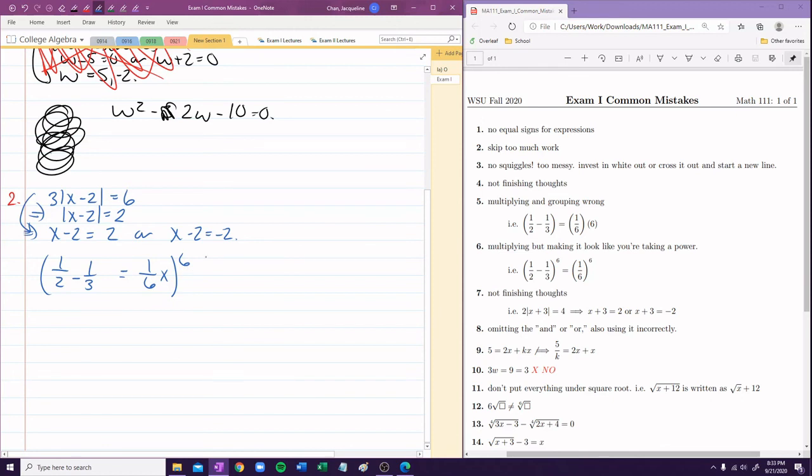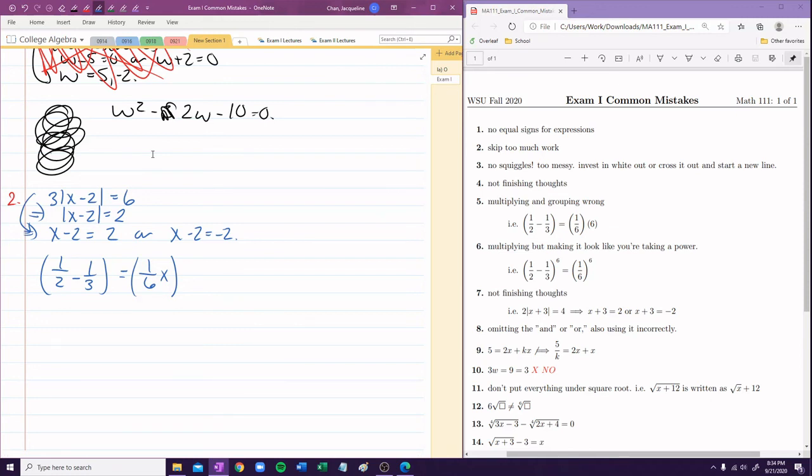So don't group it wrong. And just make sure you group it correctly. Okay, if you want to group it like this, that's fine. Just make sure you put the 6s on both sides. All right, and then just make sure they don't look like powers. If they look like powers, I did take off points for that. All right, let's see. Oh, I guess I put not finishing thoughts twice. My bad. But that's how important it was.